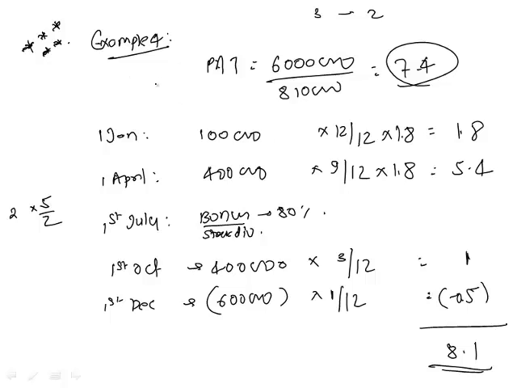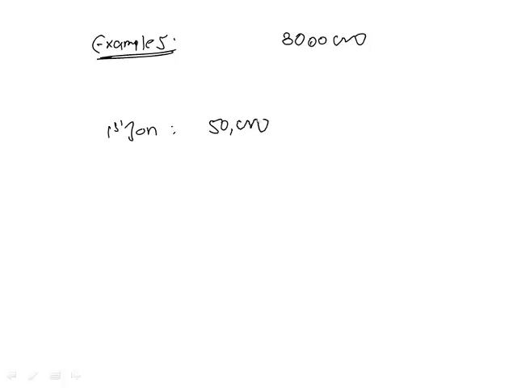Okay, let's try one more. And the last example for basic EPS. So example 5 now. Let's say profit of 3 million again. On 1st of Jan, we have 50,000 shares. On 1st of April, we have 240,000 shares. Issue of new shares.